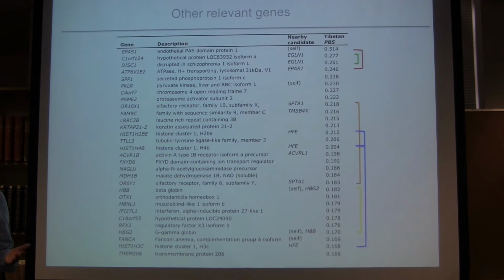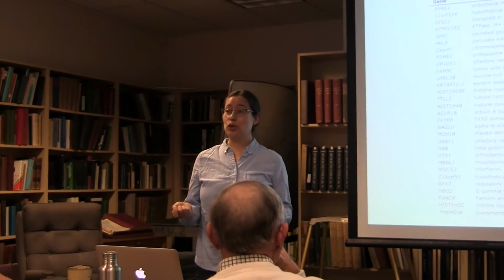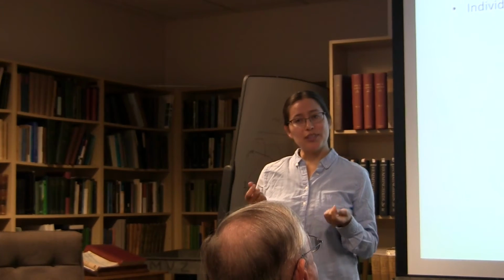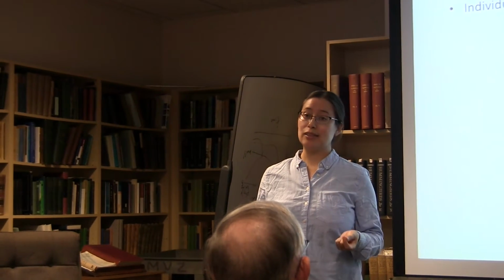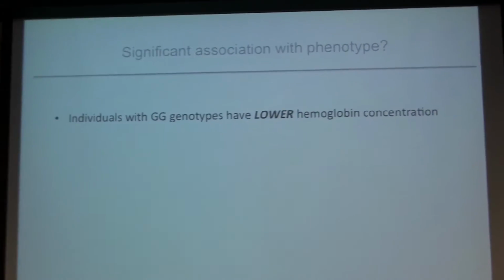EPAS1 was not the only gene that we identified. We also identified other genes that made biological sense, such as EGLN1, which is also in the hypoxic pathway, and also the hemoglobin proteins, which make biological sense since they bind oxygen. But if you take that mutation in EPAS1, it has the largest frequency difference, and we genotyped it in more than 300 Tibetans, and we also collected hemoglobin measurements. You find that individuals homozygous for the derived allele have a lower hemoglobin concentration, and this association is significant.